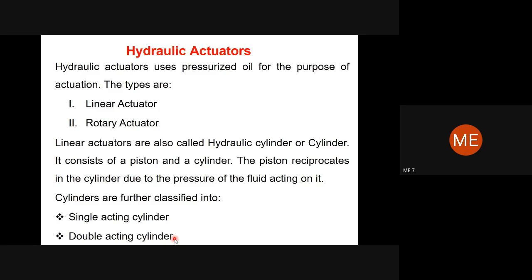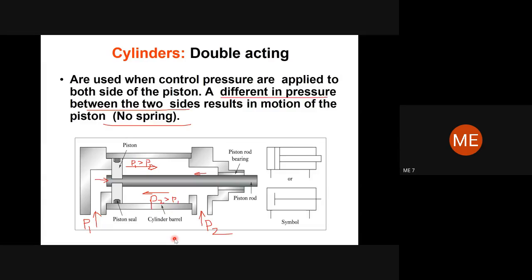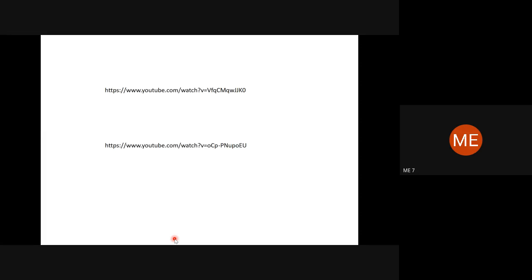and hence the difference in the pressure is responsible for the extension and also retraction. We observed how the control of the single acting cylinder happens in this slide with the presence of the solenoid and the spring, and the control of the double acting cylinder in the presence of 2 different solenoids. Then we observed 2 different videos wherein he has used the lever operated mechanism for the actuation in both single acting and double acting cylinders.